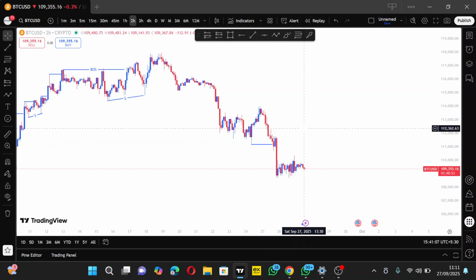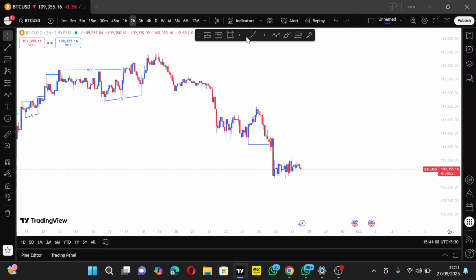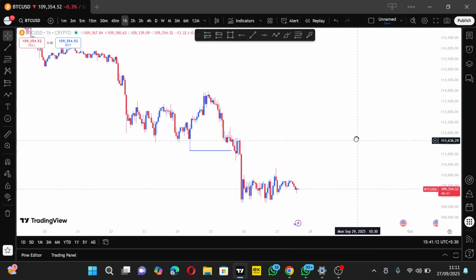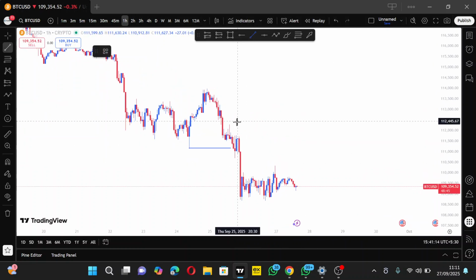There was a break of structure. And now this is liquidity. Let's go to the 1 hour time frame. And now these are liquidity highs.